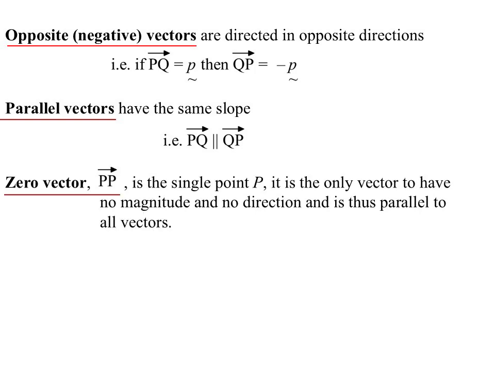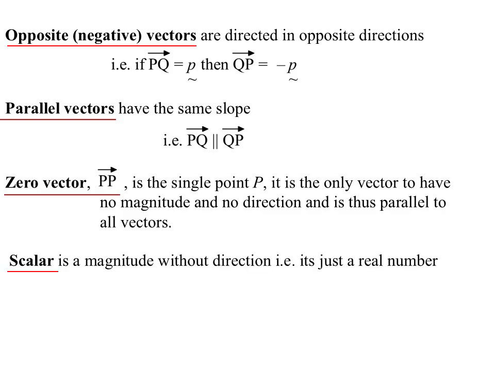Then you've got this really strange vector called the zero vector. And it's not actually a vector to look at, it's a single point. Because we're saying we're going from P to P. So really, it's just a single point. It's an unusual vector because it's got no magnitude. You haven't gone anywhere. And because you haven't gone anywhere, you can't say what direction it's going in. So it has no magnitude and no direction. Because it has no direction, it's actually parallel to every vector.